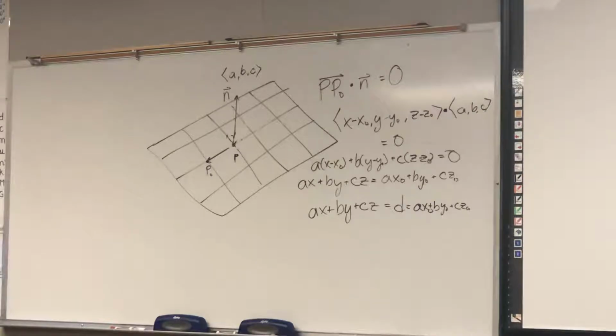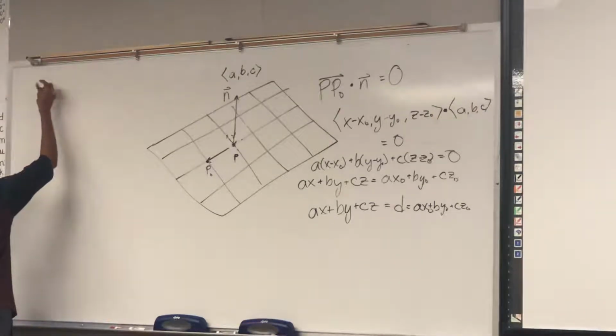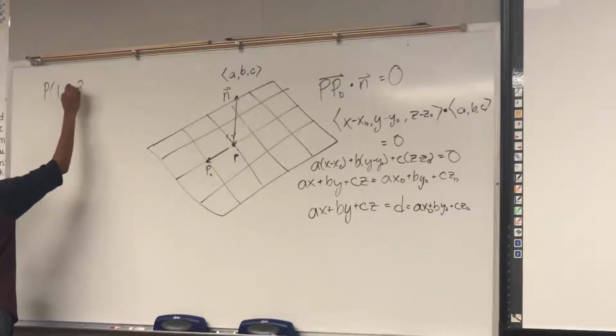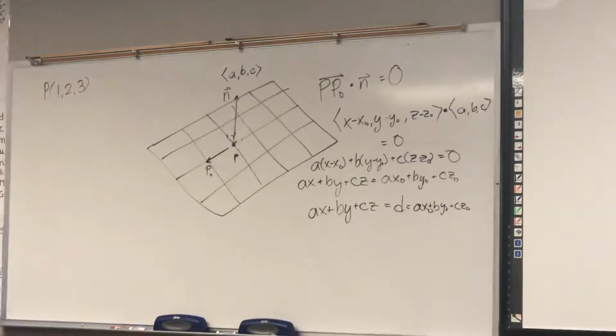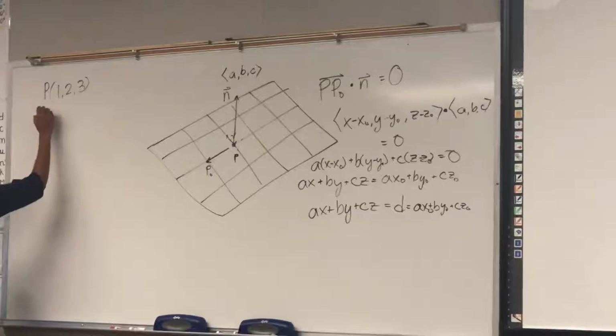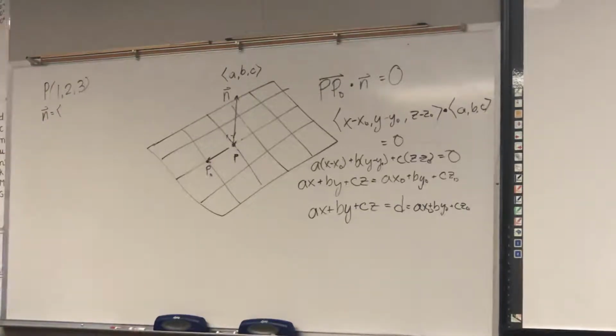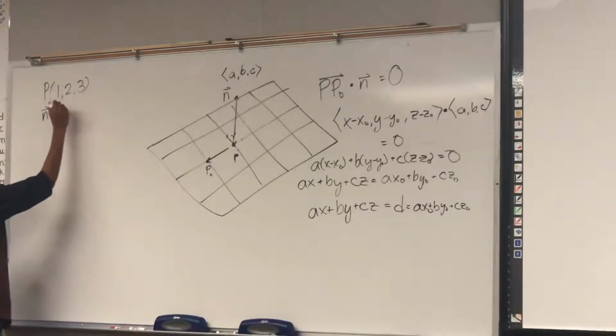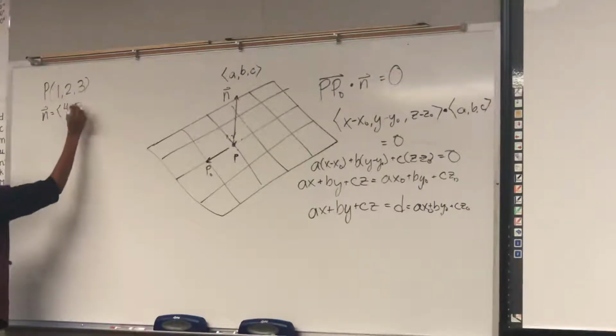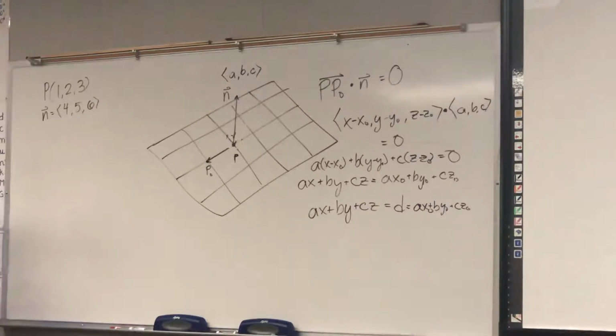Let's find the equation of a plane with a coordinate point P on it. Let's say 1, 2, and 3. Keep it simple, you know. And it's normal to vector n. And let's say that is, I don't know, 4, 5, and 6. I know, very creative.